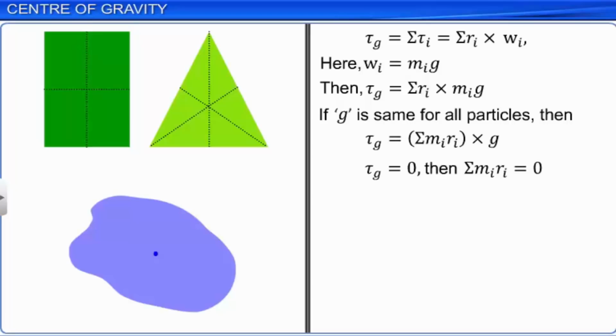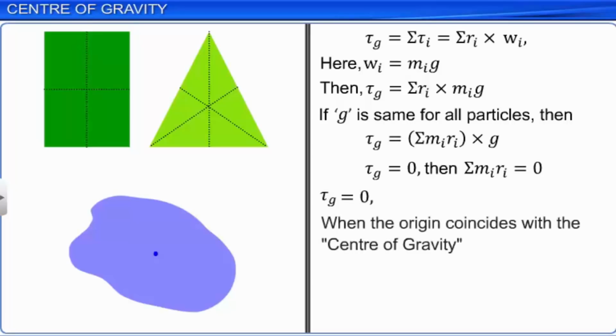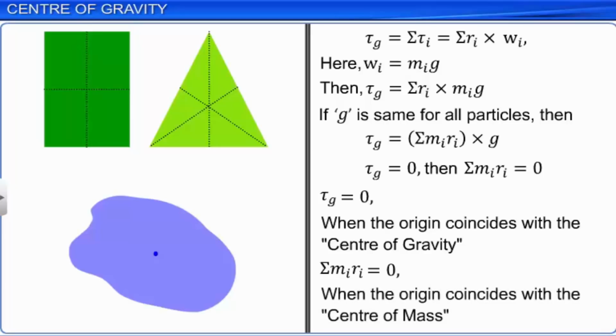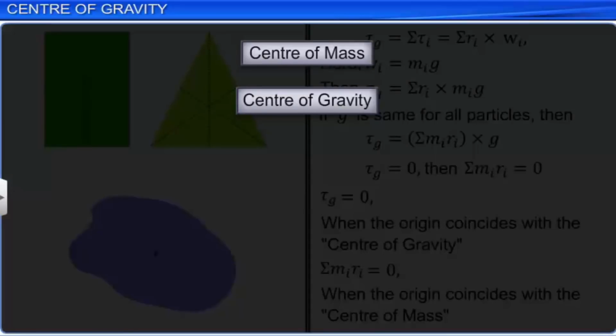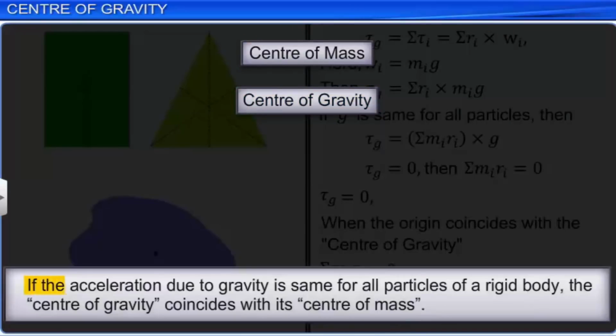Similarly, for a system of particles, sigma mi Ri is equal to 0 only when the origin coincides with the center of mass. The two concepts, center of mass and center of gravity, are two different concepts. If the acceleration due to gravity is the same for all particles of a rigid body, then the center of gravity coincides with its center of mass. For bodies of small size, the methods used to find the center of mass can also be used to find the center of gravity.